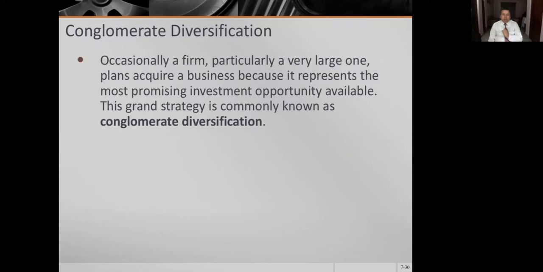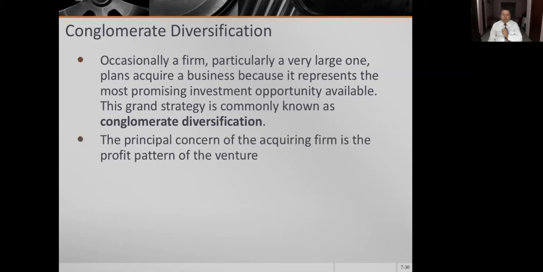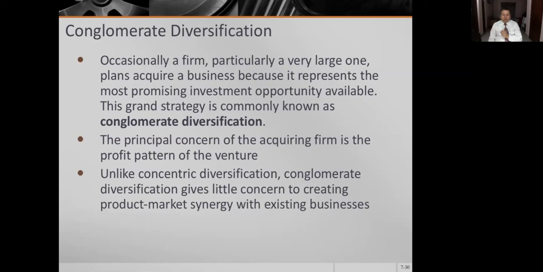Then conglomerate diversification occurs when a particularly large firm plans to acquire a business because it represents the most promising investment opportunity available. These grand strategies are commonly known as conglomerate diversification. The principal concern of the acquiring firm is the profit pattern of the venture, nothing else. It can be from a related business, it can be from an unrelated business. Unlike concentric diversification, conglomerate diversification gives little concern to creating product-market synergy with existing business. It can be related or unrelated. If the venture is profitable, we just get into that.